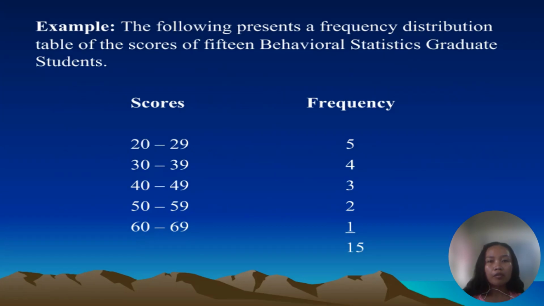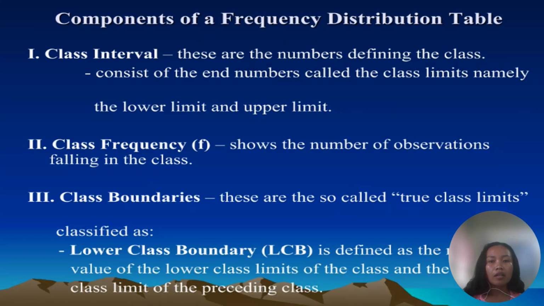Example: the following presents a frequency distribution table of the scores of 15 behavioral statistics graduate students. The table shows the frequency: 20 to 29, there are 5; 30 to 39, 4; 40 to 49, 3; 50 to 59, 2; 60 to 69, 1. So the total is 15. These are the components of the frequency distribution table.